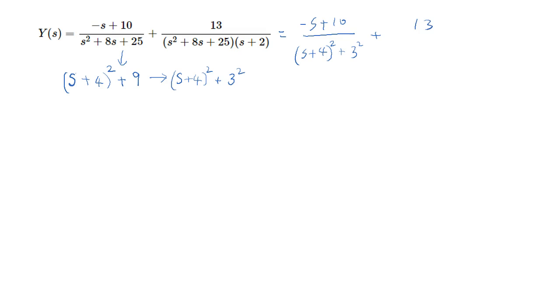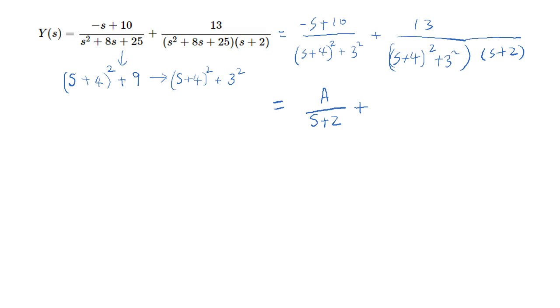So you have s plus 4 squared plus 3 squared, and s plus 2. Now we want to write down the partial fraction decomposition. This is what we want to do. We want to have something that has s plus 2. Any factor of the denominator would deserve to have a single fraction appointed to it. Okay, so you have s plus 2, so I put A over s plus 2.